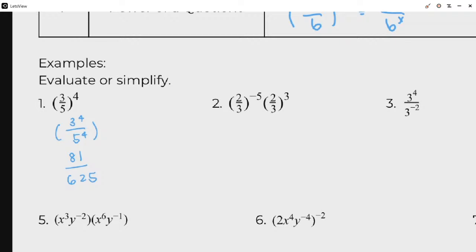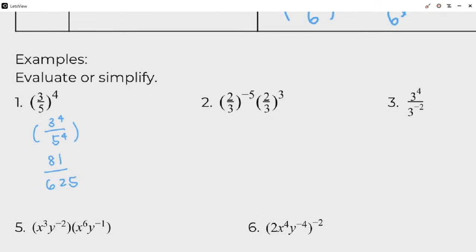For number 2, we have the same base of 2 over 3. So that means we can add the exponents. So that's going to be 2 over 3 to the negative 2 power. Now, since it has a negative exponent, that means we can flip our fractions. So that would be 3 over 2 to the second power. And then we can distribute the squared. So that's 3 squared over 2 squared, which is 9 over 4.